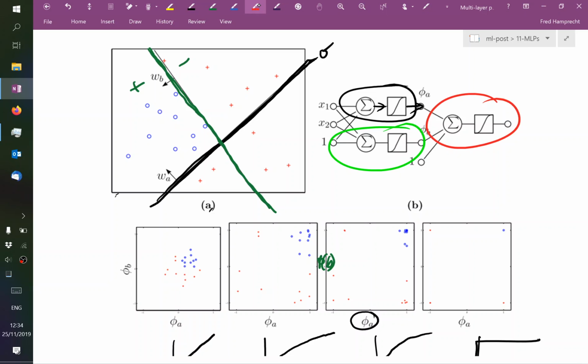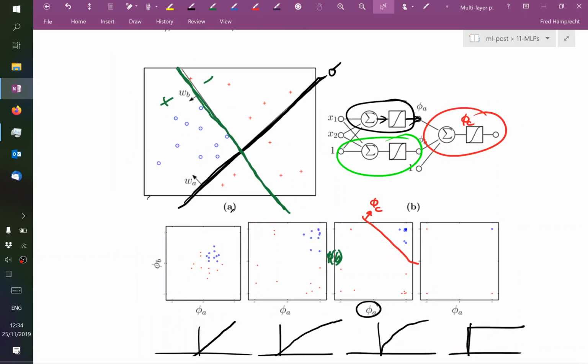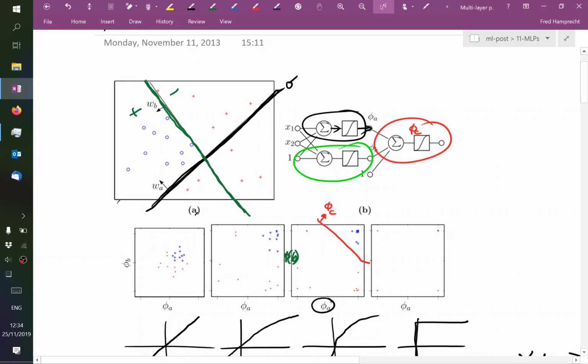And now in this new feature space that we've just constructed, I can find a perceptron which will actually separate the classes. I can give it a normal vector and fit a perceptron here, which I'm going to call phi C. And I can thus append it. So that means a combination of three perceptrons in this case is actually able to perfectly fit my data.